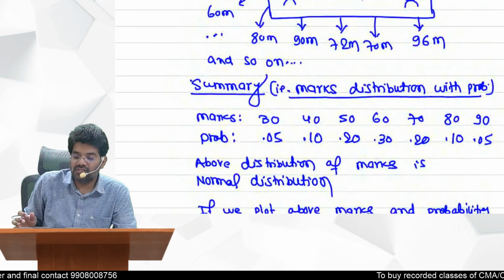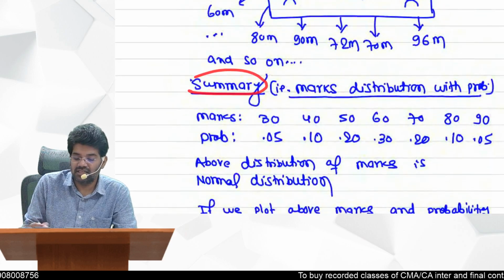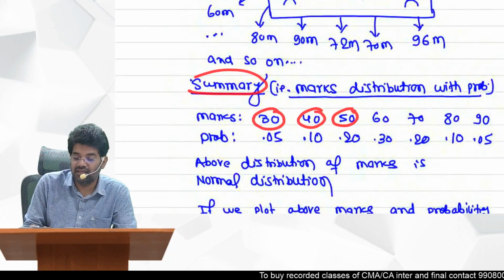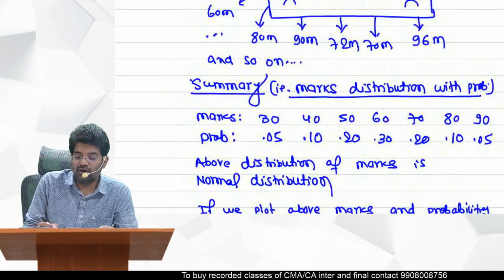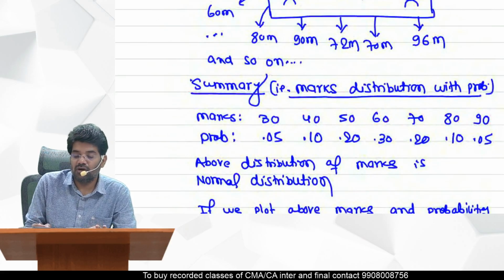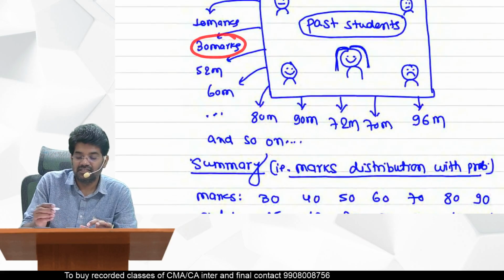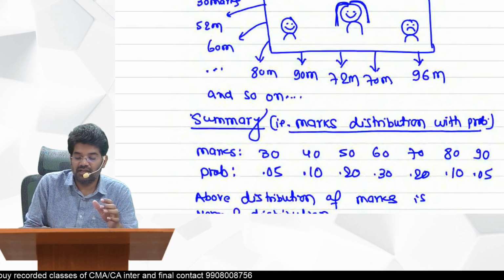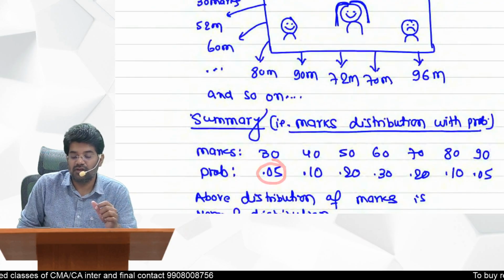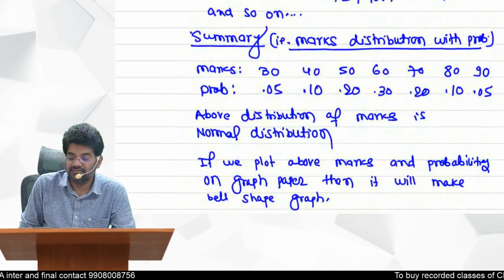Then we calculate the probability of each of those marks, say 30 marks, 40 marks, 50, 60, 70, 80, 90. So what is the probability of 30? From the past data, we take how many of the students got 30, divided by the total number of observations. That is how I will calculate the probability of 30. Similarly, I will calculate it for the rest of the data.